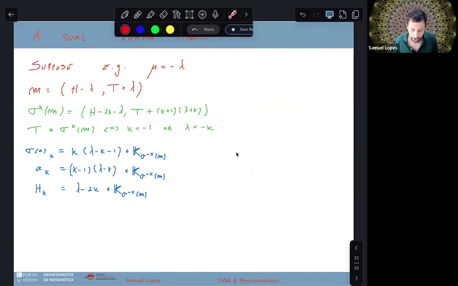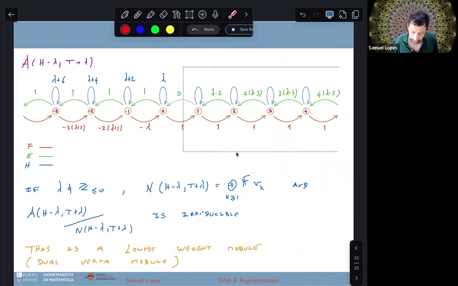maybe you haven't seen it before. What happens, for example, if mu is equal to minus lambda? Well, here are the calculations. I'll spare you that. It looks like this. There will be a 0 here. So if there's a 0 here, I know that this will be a submodule. So when I look at the quotient, I am just forgetting about all of this.